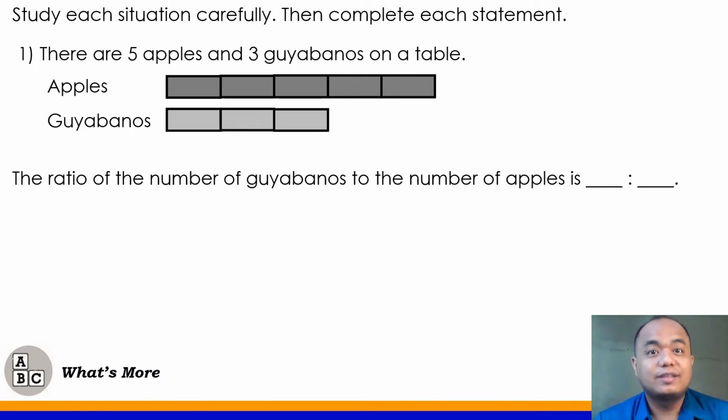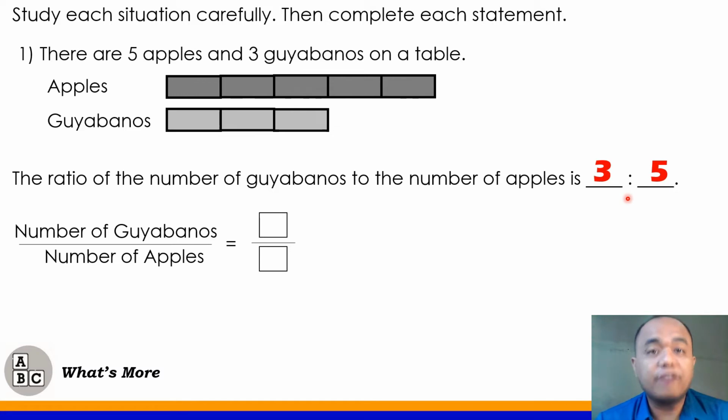Very good. Next statement. The ratio of the number of guyabanos to the number of apples is blank is to blank. So the arrangement now is different compared to the previous statement. The first quantity here is the number of guyabanos, and the number of apples would be the second quantity. What will complete this statement? Yes, the number of guyabanos would be 3, and the number of apples would be 5. So the ratio of the number of guyabanos to the number of apples is 3 is to 5.